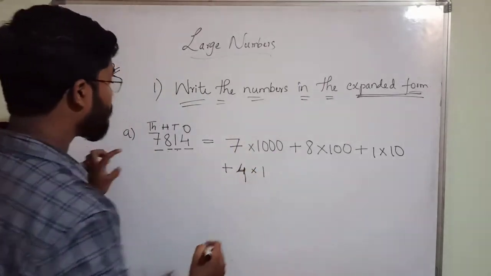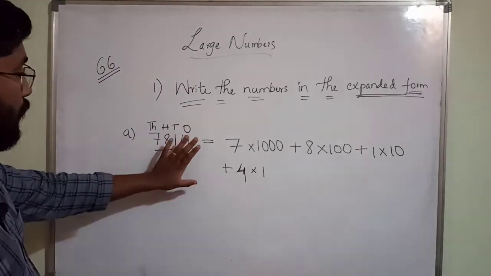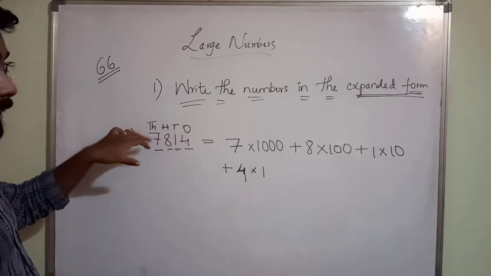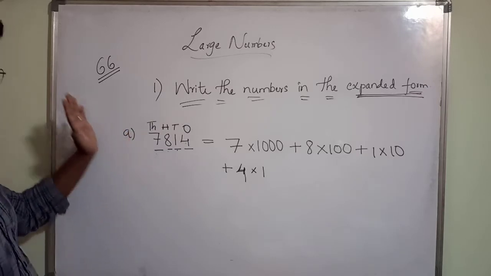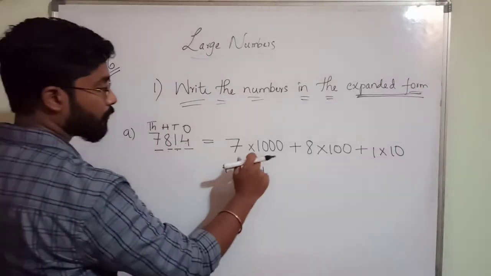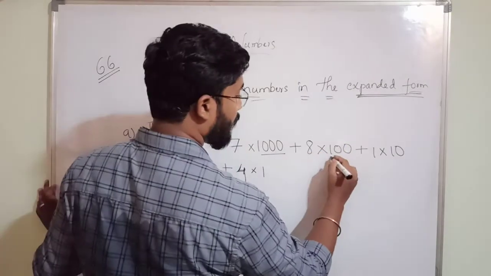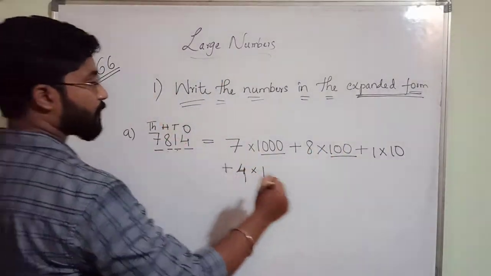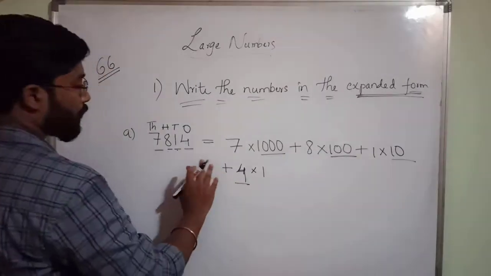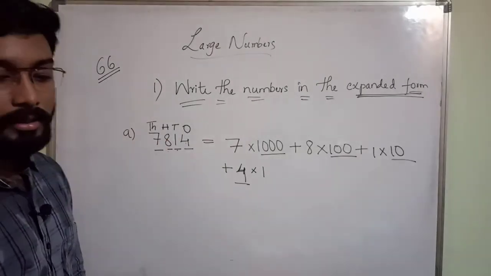What you have to do? First step, take the given number, see how many digits are there, and divide them into ones place, tens place, hundreds place, thousands place, and if there is any number beyond that, 10,000, we have to go like that. So 7 is in thousands place, 7 into 1000. 8 is in hundreds place, 8 into 100. 1 is in tens place, 1 into 10. 4 is in ones place, 4 into 1. This is called the expanded form for 7,814. Clear, students?